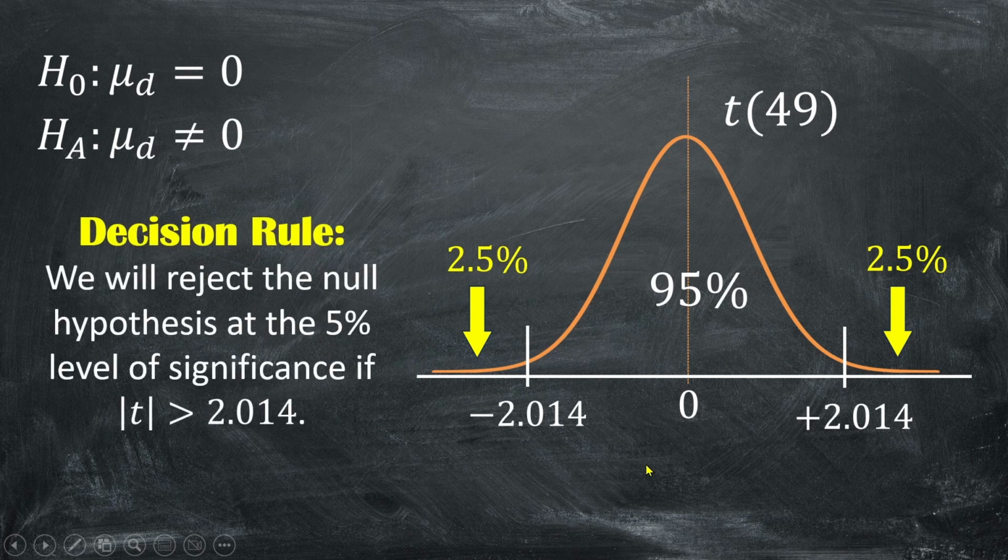Right. So our decision rule is we will reject the null hypothesis at the 5% level of significance if the test statistic here in absolute value is greater than the critical value. So that just is a way of saying we're going to reject if our test statistic is either in the lower tail to the left of this critical value or in the upper tail to the right of the positive critical value.